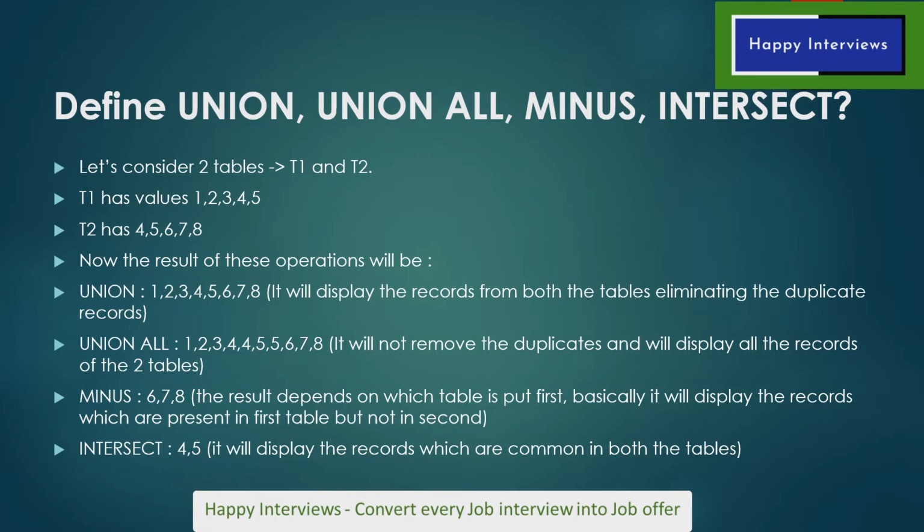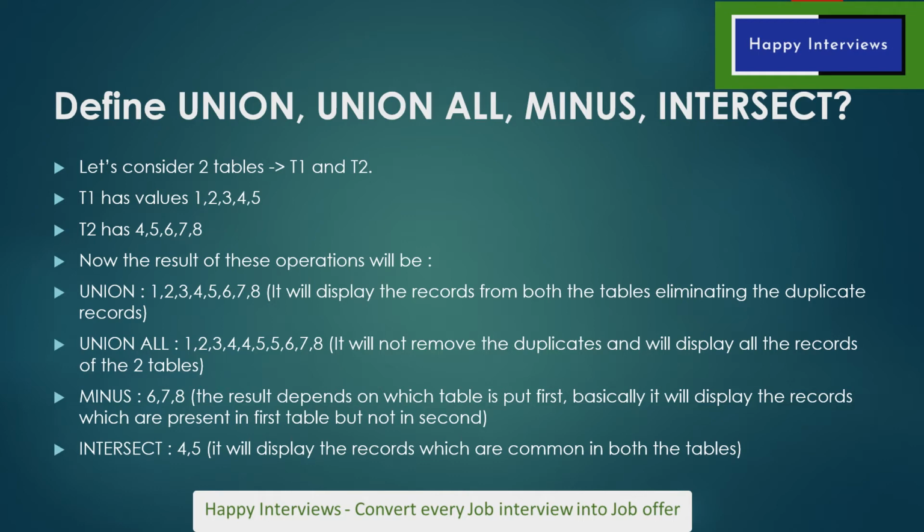do, it will merge both the tables and the repeated values will be displayed as ones only. It will eliminate the duplicate. So what will be the result? 1, 2, 3, 4, 5. Then it will come to second table. It will see that 4 and 5 are already present. So it will start from 6, 7, 8 like this.